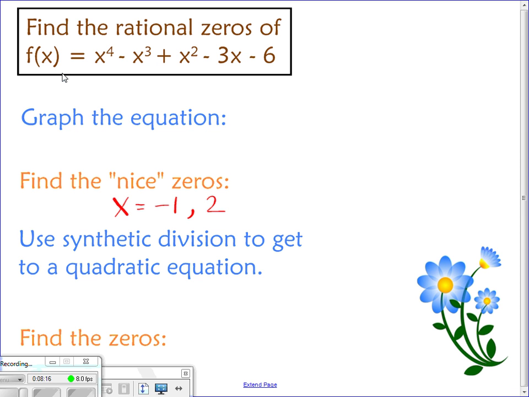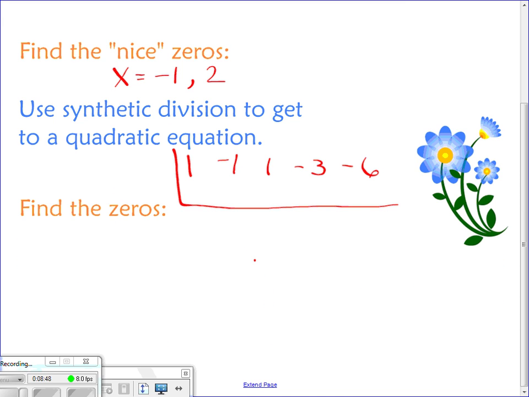So how many answers does this problem have? It has 4, right? Because it's X to the 4th. I already have 2 of the answers. I'm not going to plug them in. Yes, we're going to use synthetic division. Do you remember how to set it up? So we're going to have 1, -1, 1, -3, -6, and we're going to do synthetic, right? What are we going to divide by?